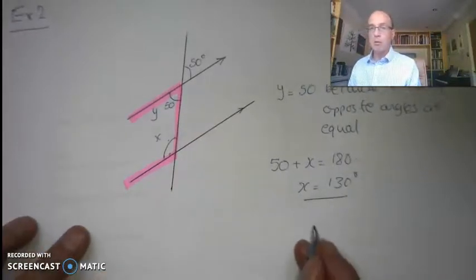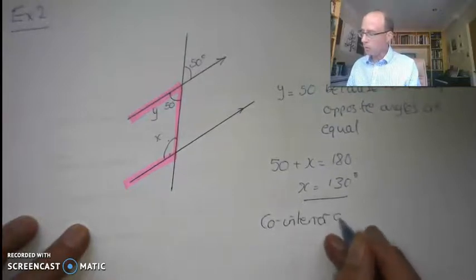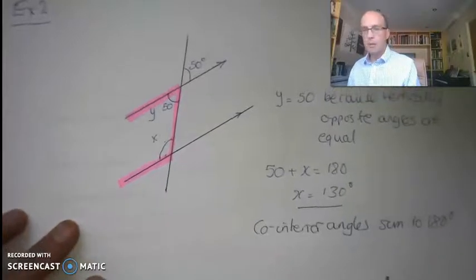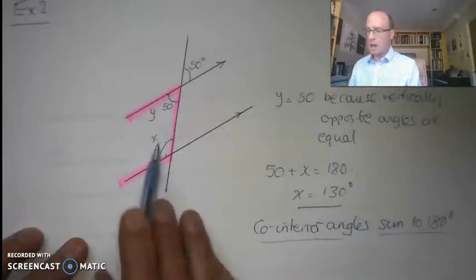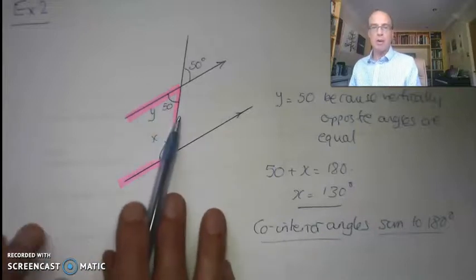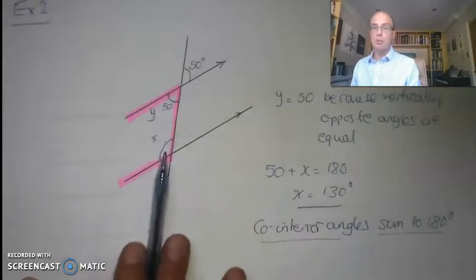I need to quote my angle fact, and that is that co-interior angles sum to 180 degrees. So I've used my correct mathematical name, co-interior. I haven't used C angle. I've gone for co-interior angles, and the full fact that they sum to 180 degrees, and I've worked out my value of x. There's a couple of different ways I could have done that, and I'll show you a different one on the next example. There's at least 3 different ways that you can use to solve that problem.